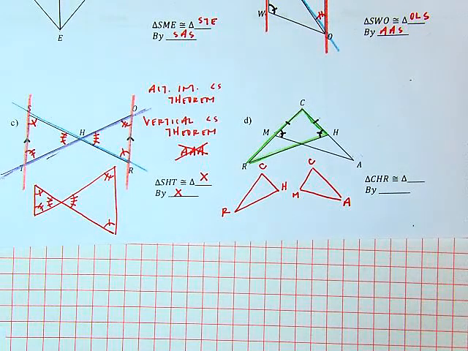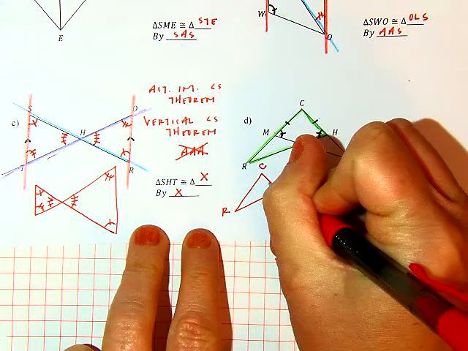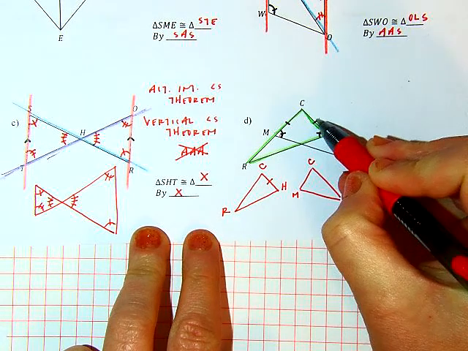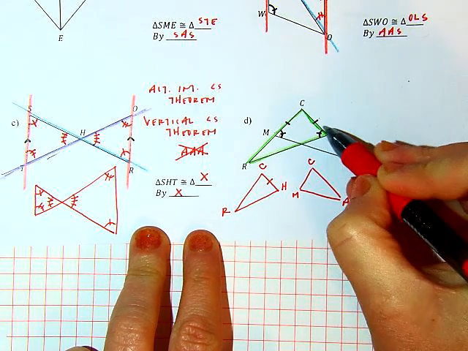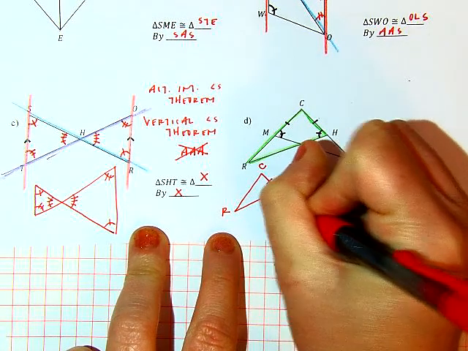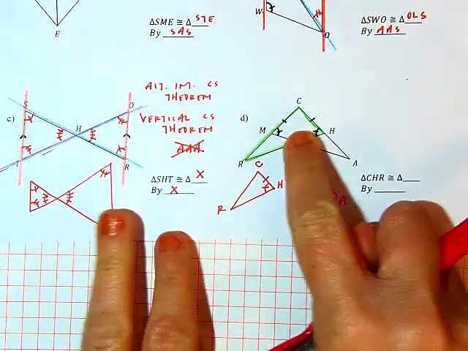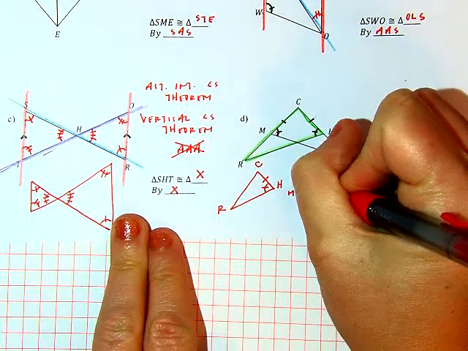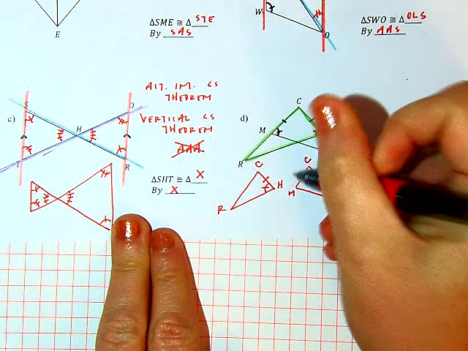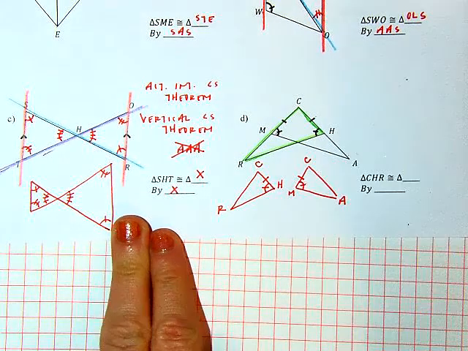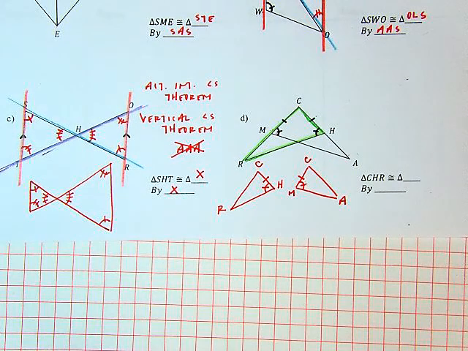Okay, and then I want to mark up all of the information. So from that first one, I have this tick mark here, and I have this angle right here with a single tick mark like that. For this triangle, I have this single tick mark side here, this angle, single tick mark right here. So I'm looking for one more connection. Can I connect a pair of sides or a pair of angles?